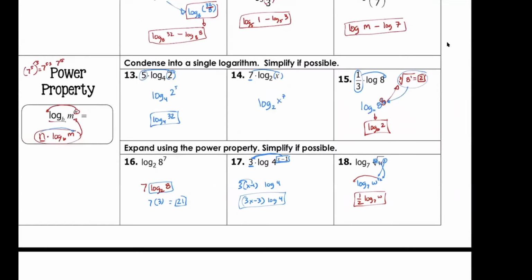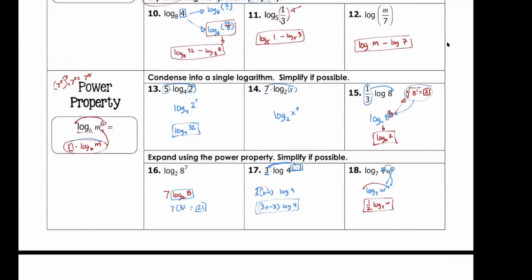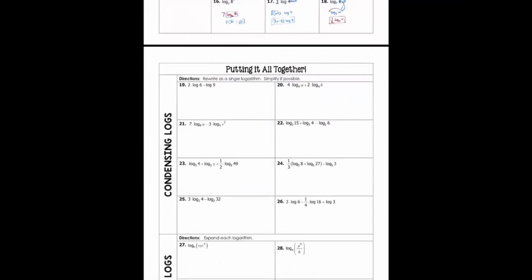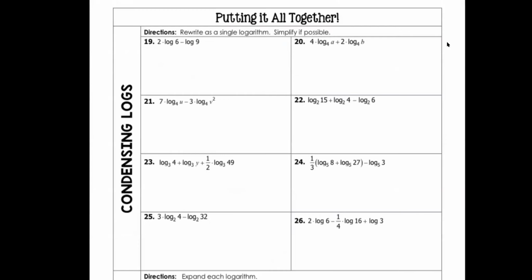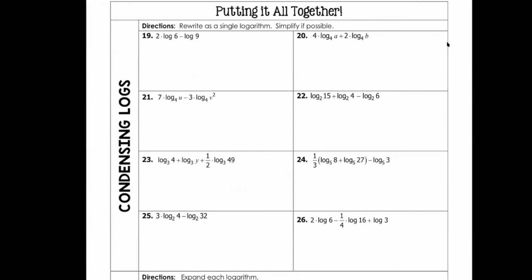So are there any questions on the power property? No. All right. So next page, I'm not going to go over all of these, but if you see some here that you think, uh-oh, that looks way harder than what he just talked about, let me know. So the top 8 are condensing, the bottom 6 are expanding. Are there any condensing you'd like me to do? That look confusing.